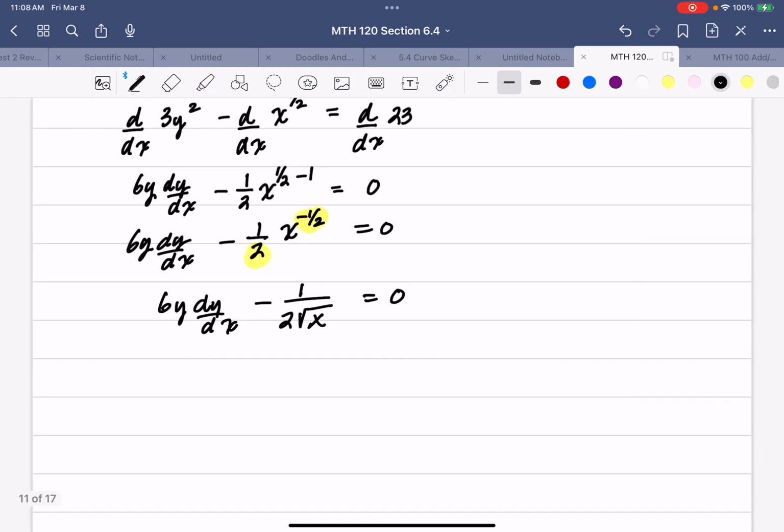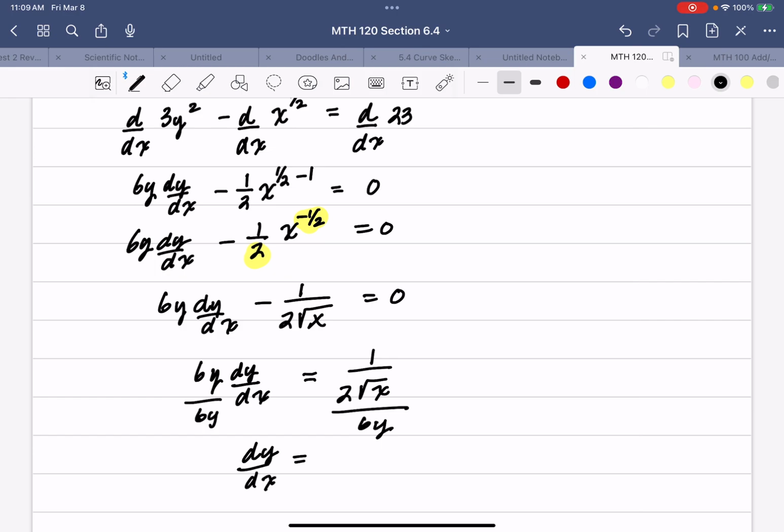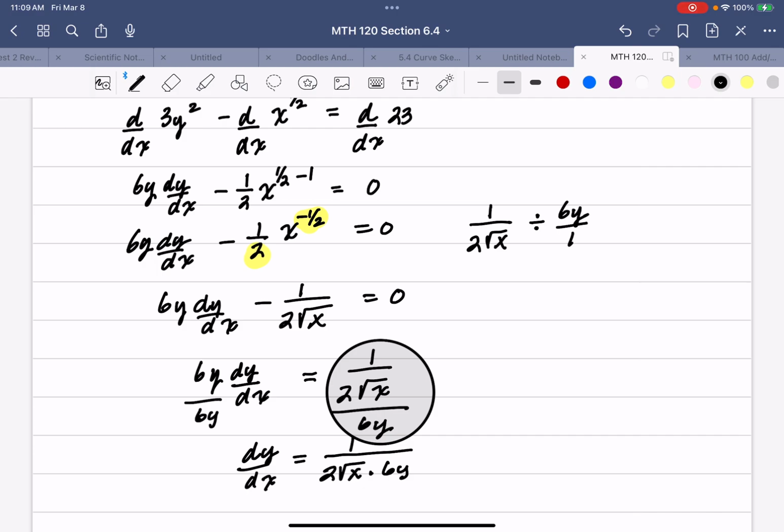Now solving for dy/dx, 6y times the derivative of y with respect to x equals 1 over 2 times the square root of x, and I need to divide both sides by 6y, so dy/dx is 1 over 2 square root of x times 6y. So let me show you how I got that when I divided that. So 1 over 2 square root of x divided by 6y over 1. So it's like it's a whole number.